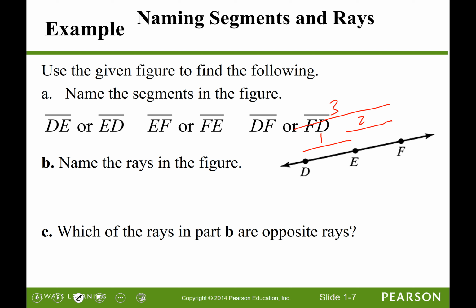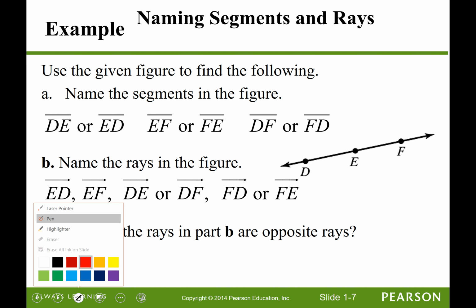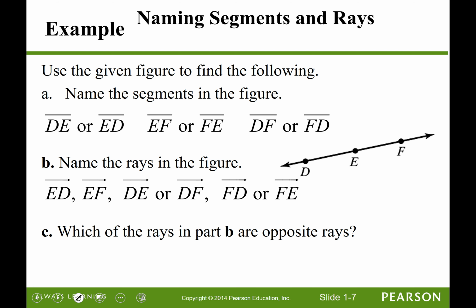Part B, if you put ED, EF, DE, or DF, that's the same ray. I'll show it with some colors in a moment. And FD or FE, then you got all of the rays. Let me show you with the different colors. Okay, erase that. Let's get a blue. Okay, the first ray, ED, is right here. E passing through D. The second ray, EF, is right here. E passing through F. And those are actually opposite rays too.